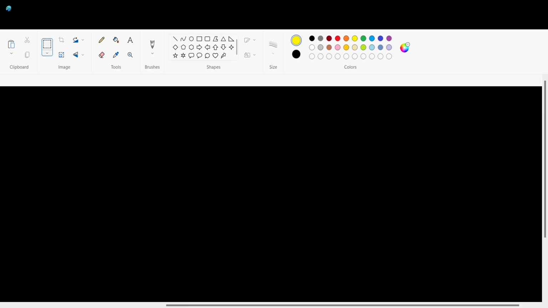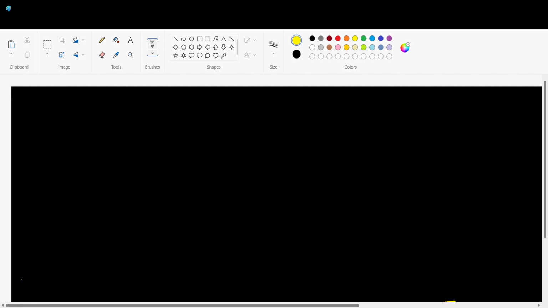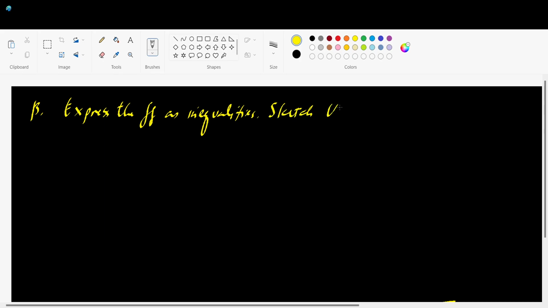Let us have another set. Now, we are given the interval and we express this using order relations. So express the following as inequalities and sketch the interval. Let's start with the first one, negative infinity to 10.